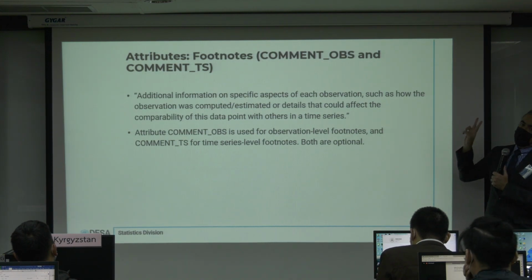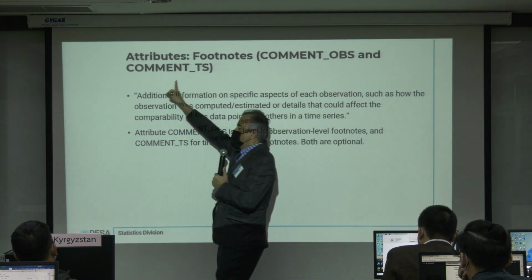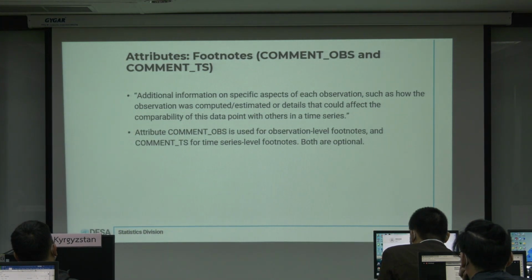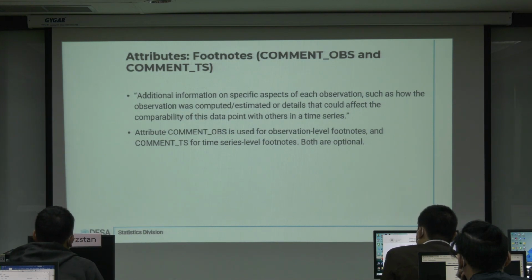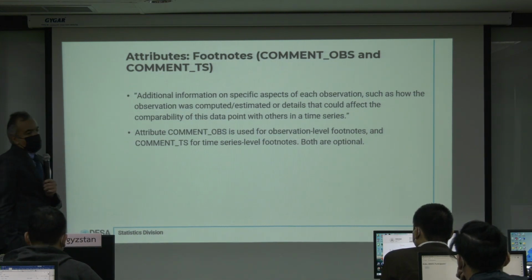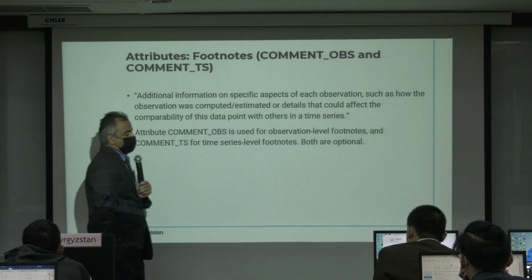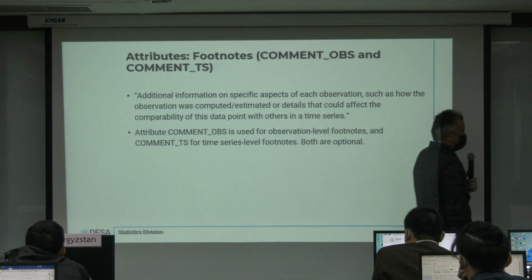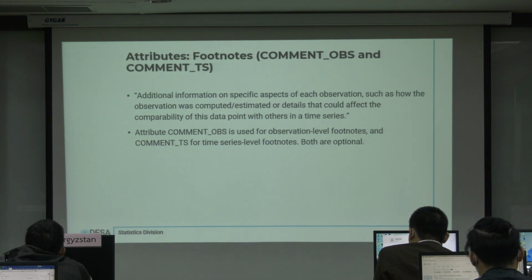We have two attributes for footnotes. Comment underscore OBS and comment underscore TS. The former is attached to the observation, the latter is attached to the time series. So when you disseminate or transmit your data, you may choose one or the other. If you can use time series, then it's better to use time series because it is more efficient.